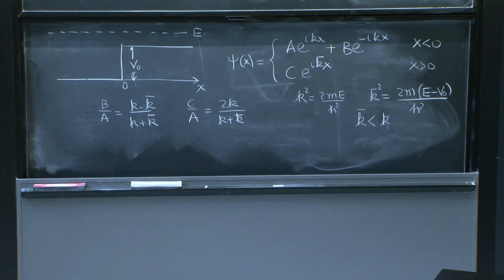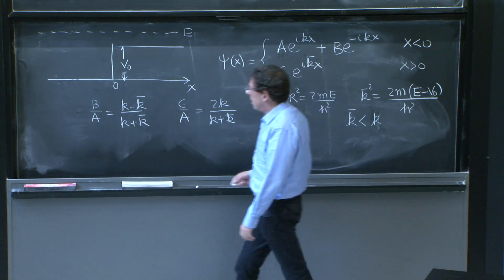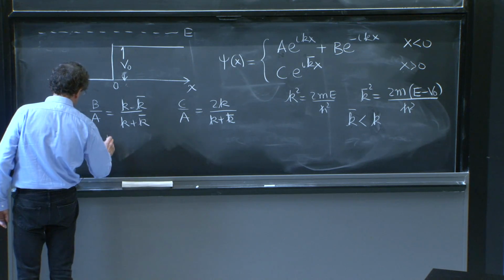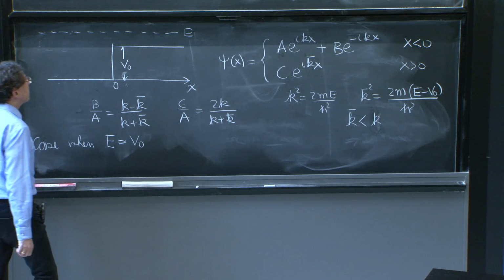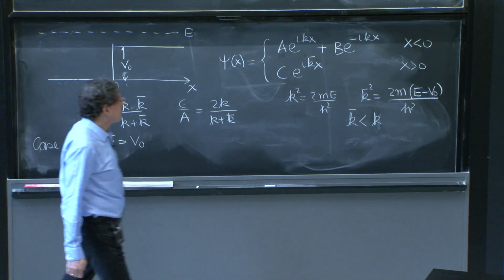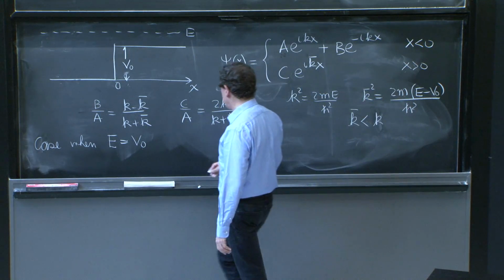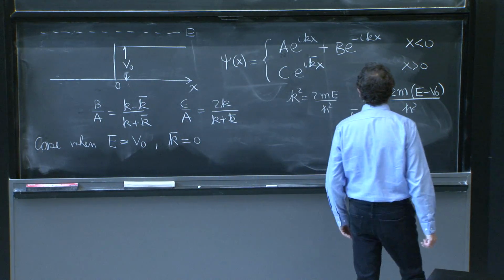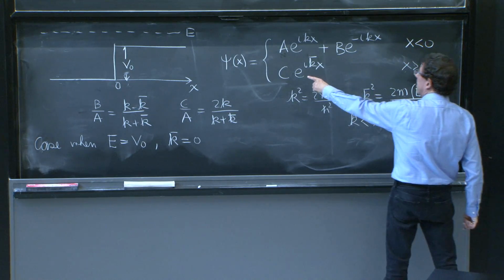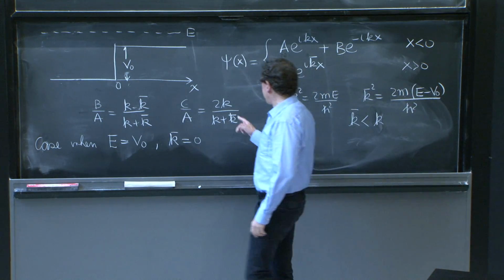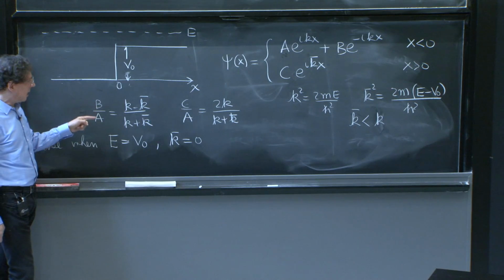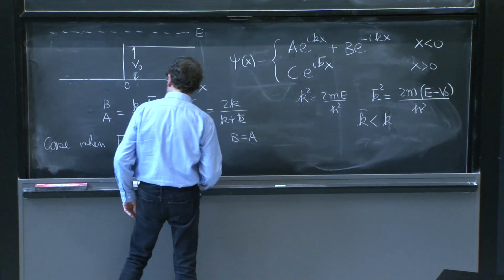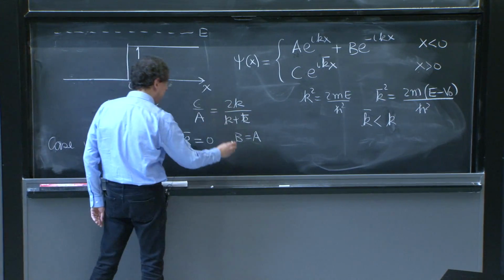And one thing we can do is think of a particular limit. The case when E is exactly equal to V naught, what happens? Well, k bar would be equal to 0. And if k bar is equal to 0, first b is equal to a, because then it's k over k. So b is equal to a. And c is equal to 2a.